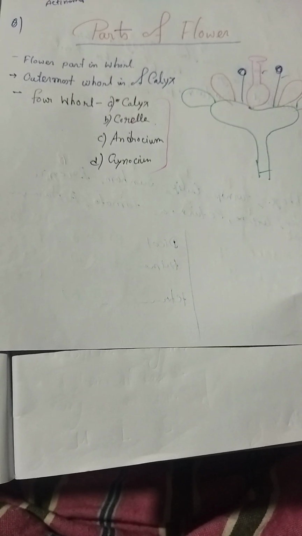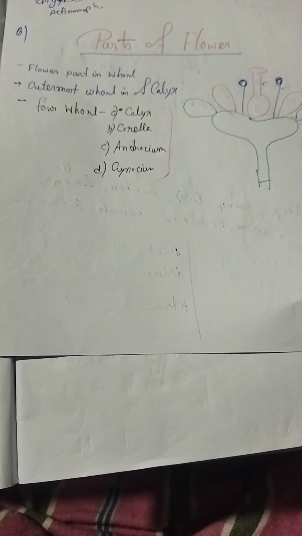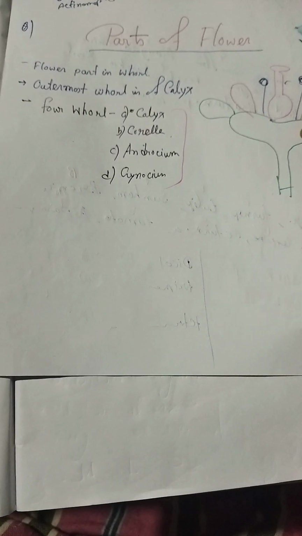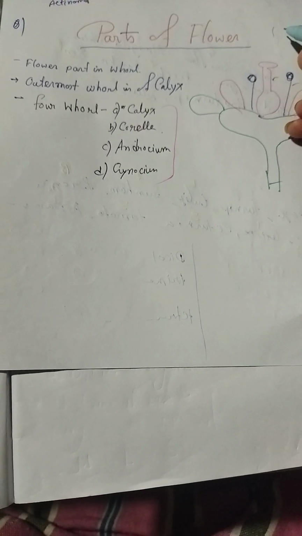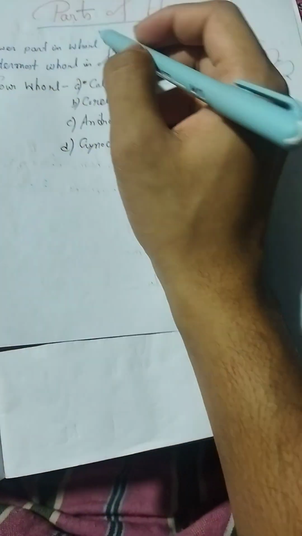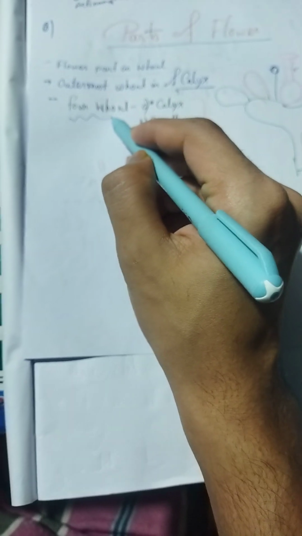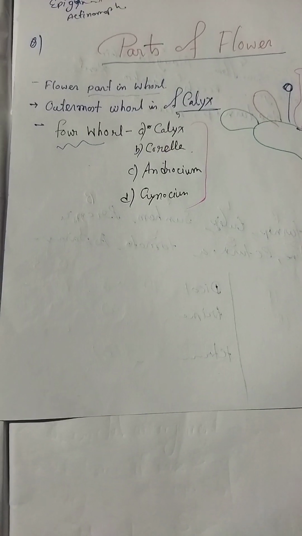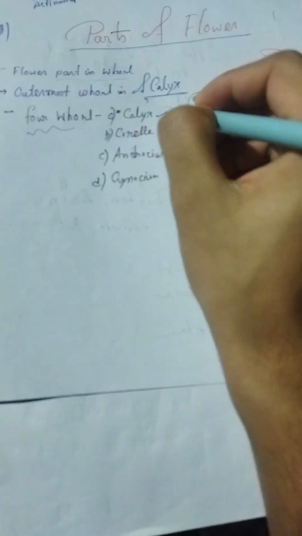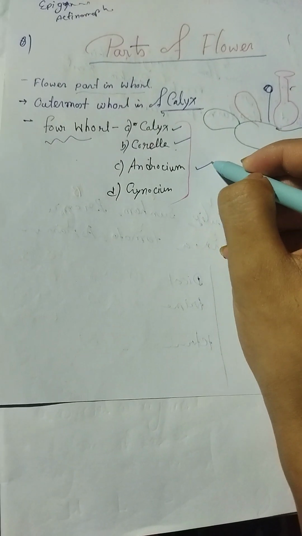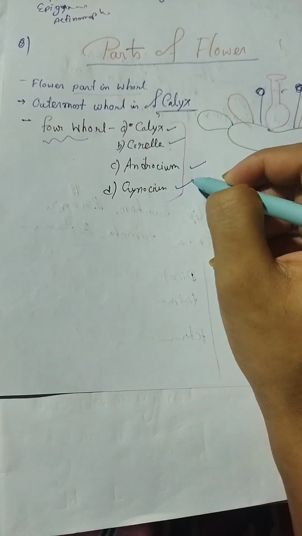Hello friends, today's topic is parts of flower and this is lecture 2 in morphology of flowering plants. Flower parts in whole, outer whorl is calyx. Total 4 whorls in parts of flower. One is calyx, second is corolla, third is androecium, fourth is gynoecium.